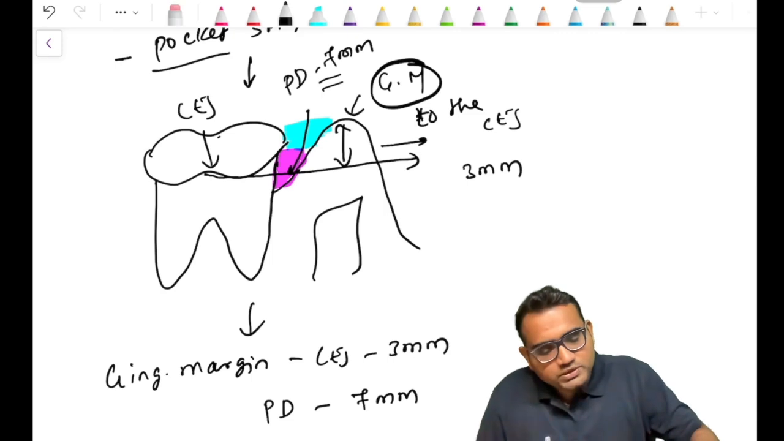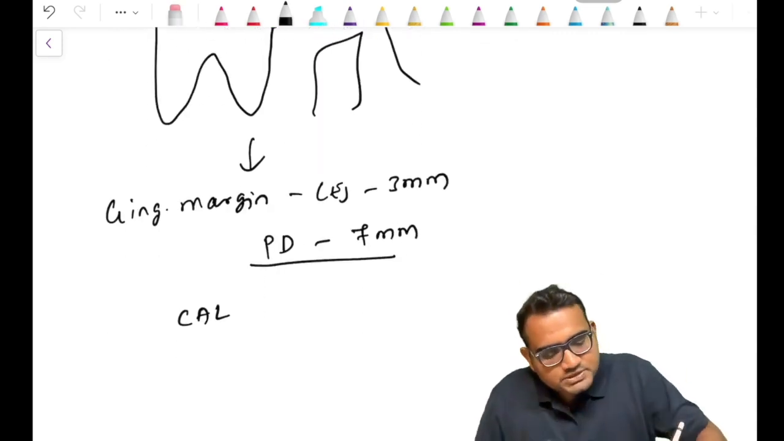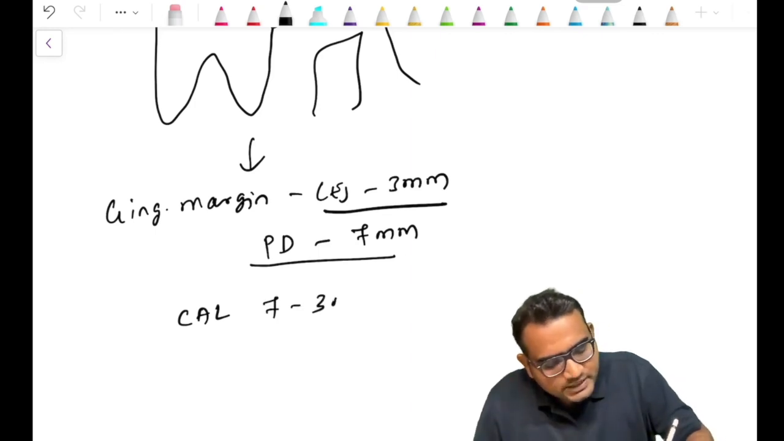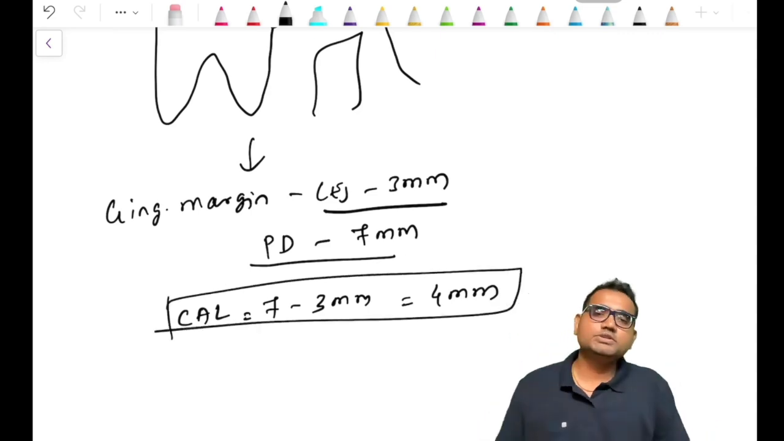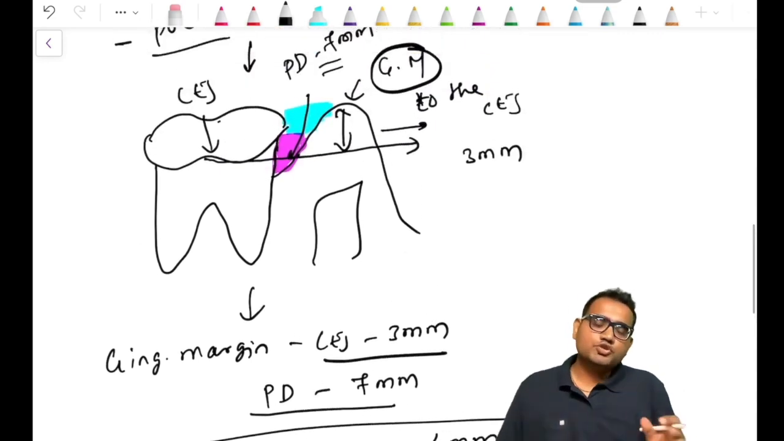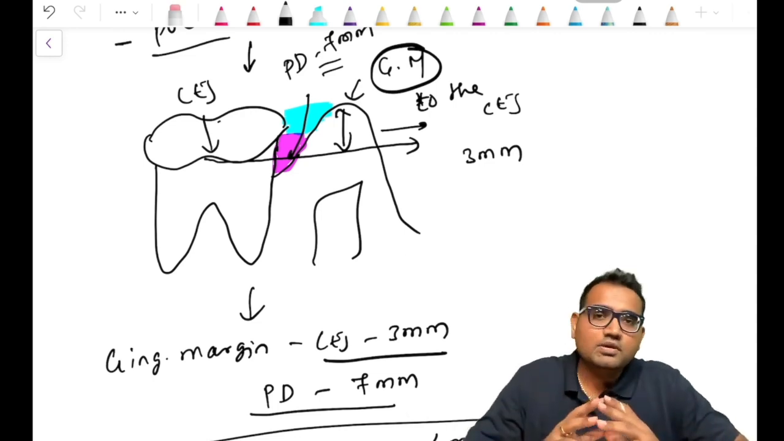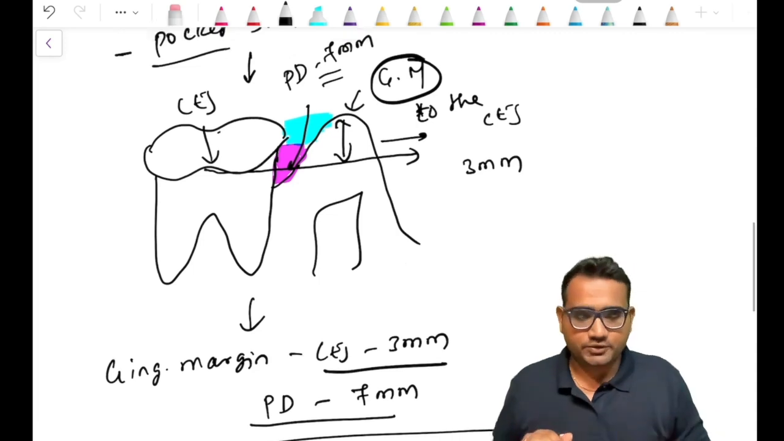So what I'm going to do is subtract the distance from the gingival margin to the CEJ from the probing depth. So 7 minus 3 mm, so my CAL will be 4 mm. This is for a patient who comes to you with the gingival margin coronal to CEJ, and when I probe, there is going to be a pocket. Okay, this is the first scenario.